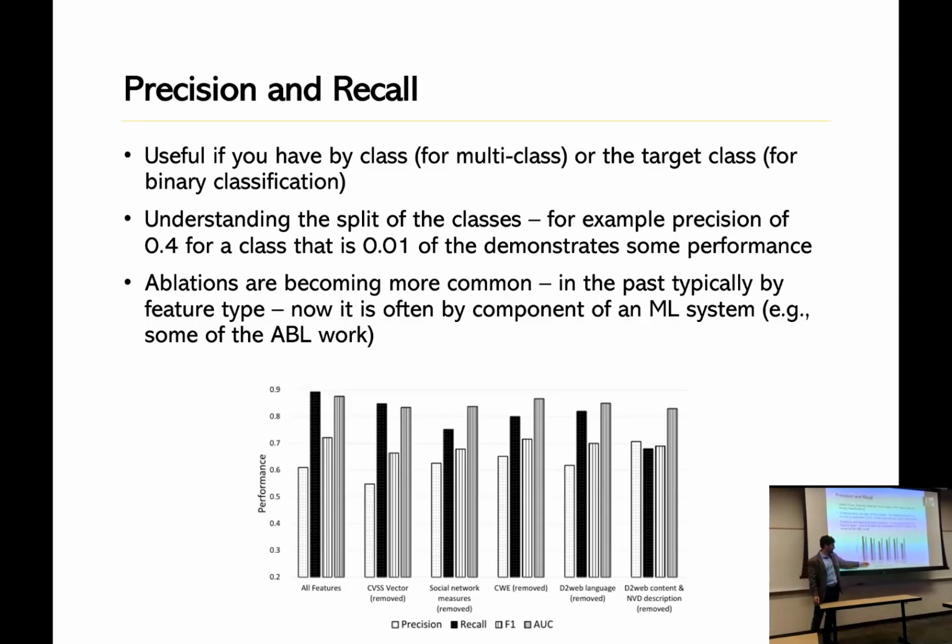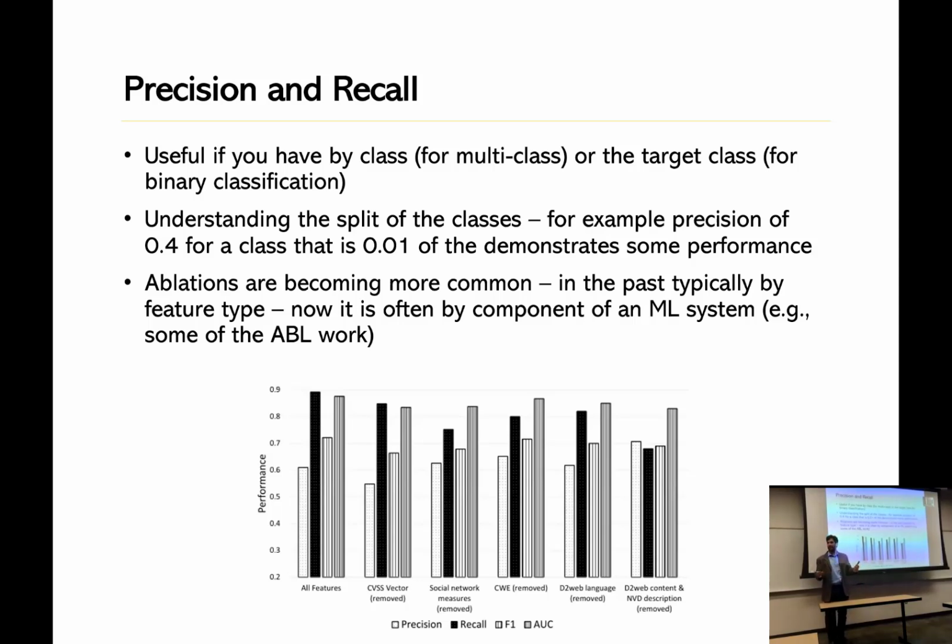Here is one of my older papers, the feature-based approach. We categorize the different features that the machine learning model is using. And each of these sets of bars is when we remove one of those categories. This is telling us the impact. In the bars here, we see the impact of that feature.